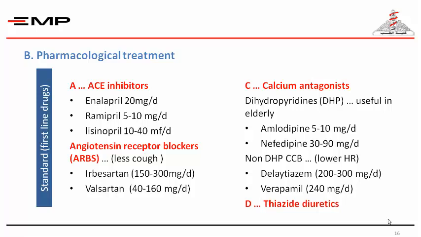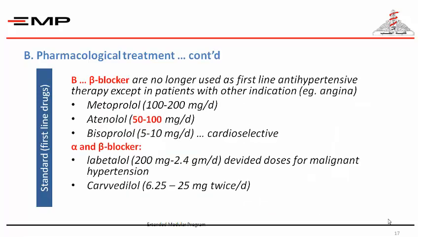Letter C is for calcium channel antagonists, dihydropyridines and non-dihydropyridines. Dihydropyridines, like amlodipine and nifedipine, are useful for elderly patients. Non-dihydropyridine drugs are like diltiazem and verapamil. The letter D goes for thiazide diuretics, and of course B for beta blockers.